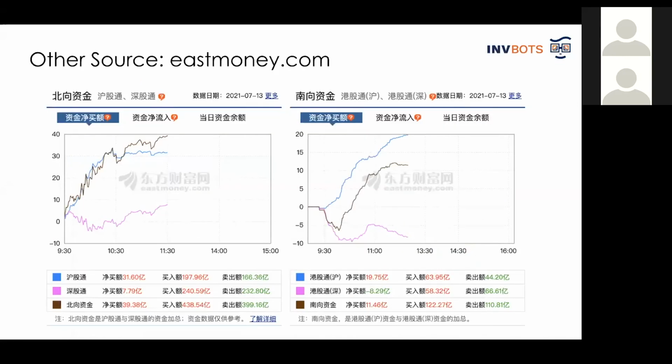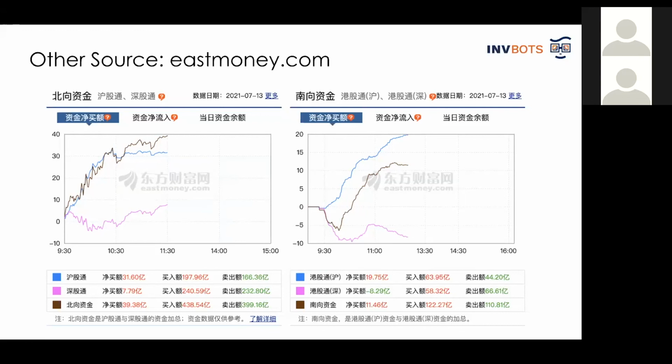And there are some other sources you can refer to, like eastmoney.com. You can take a look at the daily changes in the southbound or northbound capital inflow or outflow. That can give you some insight on the daily changes. For example, if there is continuously some huge amount of southbound inflow, it may be bullish on that day. Yeah, there is more capital in the market.